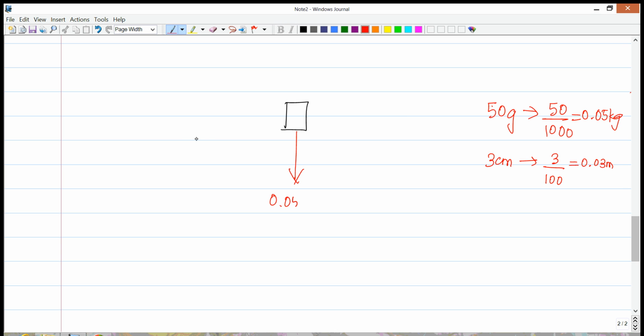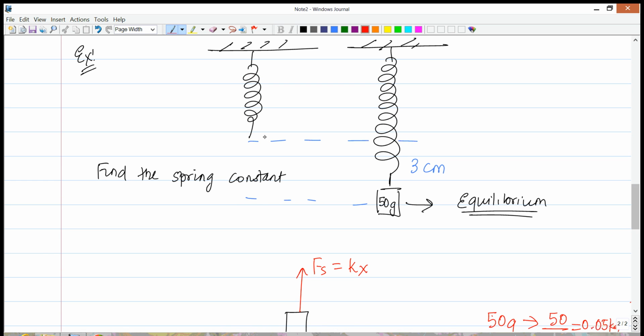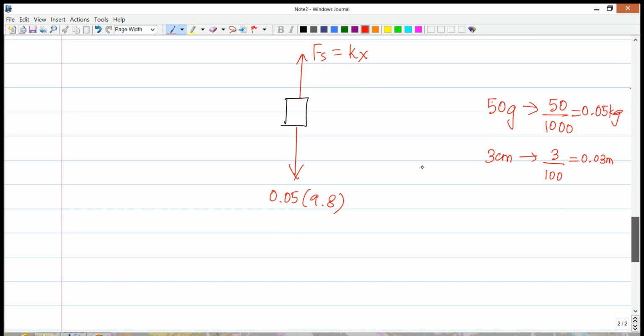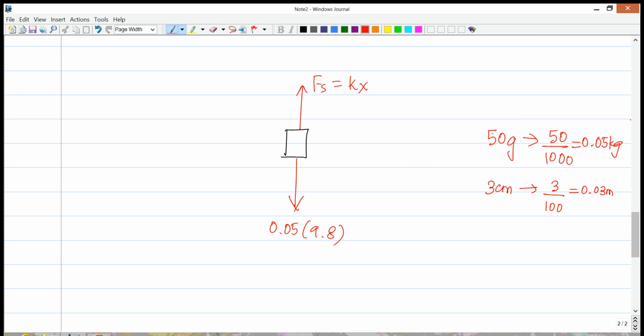Let's figure out the force of gravity, which is 0.05 times 9.8, and the other force acting on this is the spring force, which happens to be K times X. Notice that I have ignored the sign, and I've used the sign to figure out the direction of the spring force. We see from this picture that since the spring has stretched, it wants to go back to its equilibrium position, and so the force of the spring is in the upward direction. So that's how we utilize the sign. We don't really put the sign in the pictures.